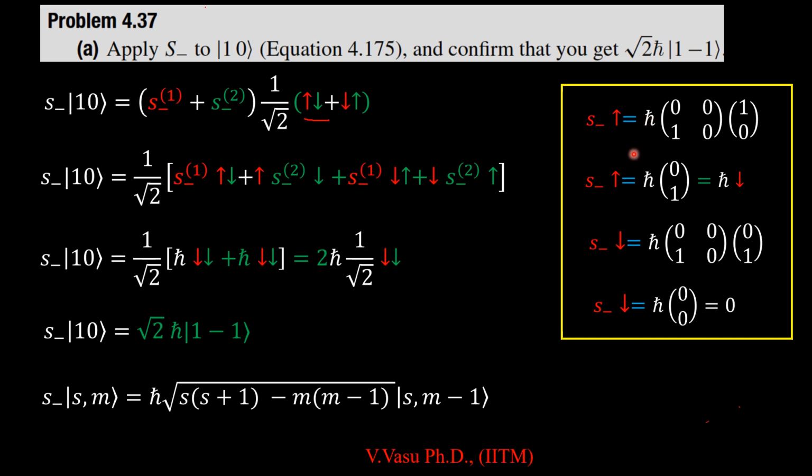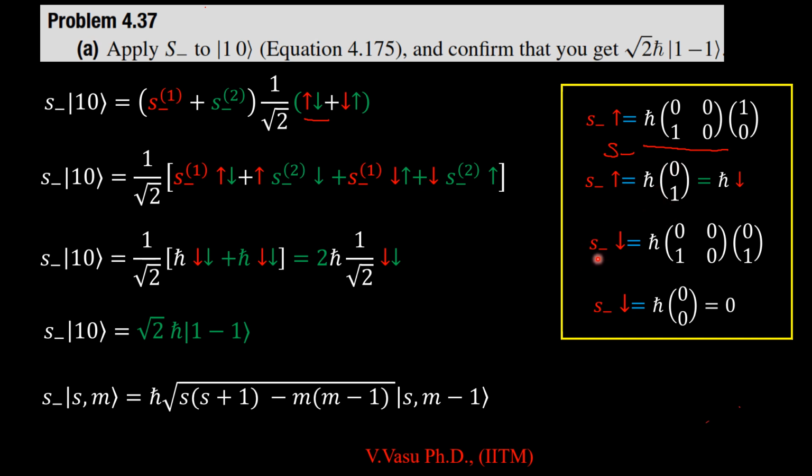Now we will see what will happen if S minus acts on the spin up state. We know the S minus matrix is h-bar times 0 0 1 0, in matrix form, and the spin up state is the column matrix 1 0. If you multiply the first row and this column, you get 0. Second row and this column, you get 1. Of course we have h-bar, so this will be h-bar times spin down. The spin is flipped from up state to down state.